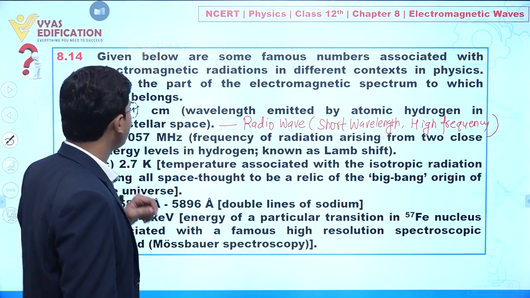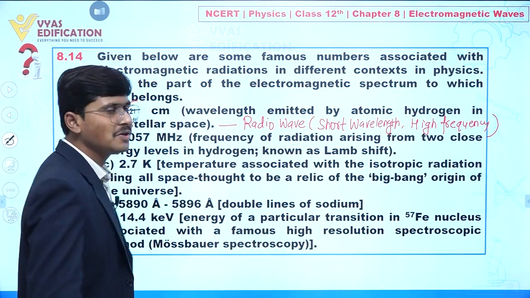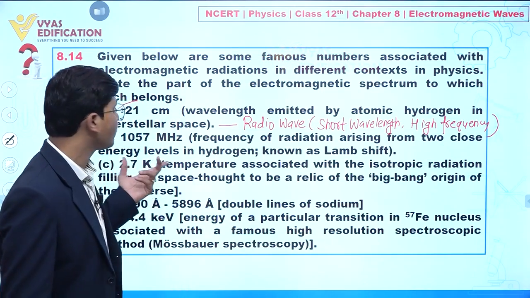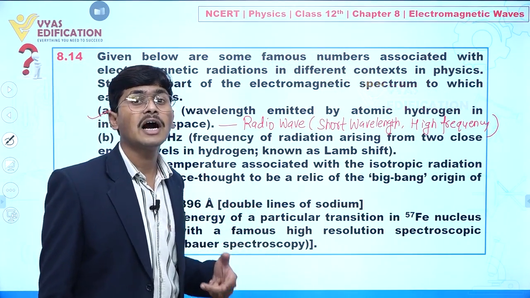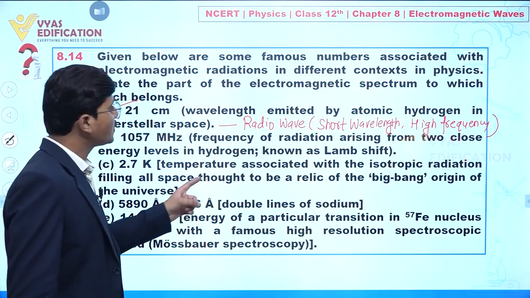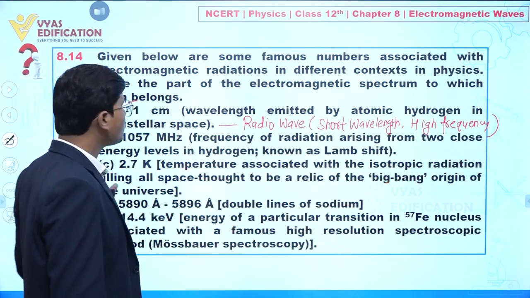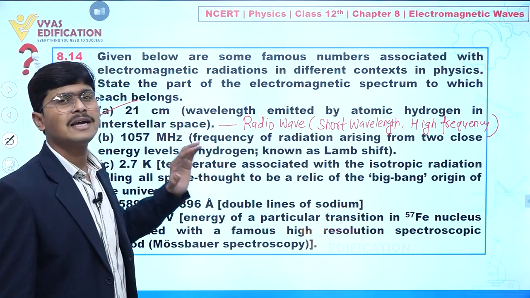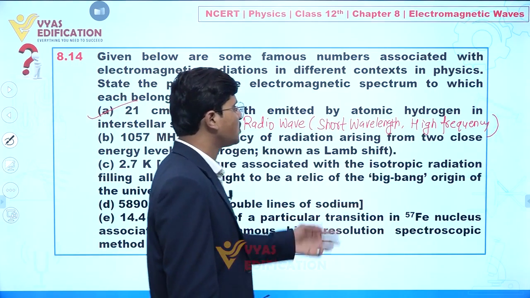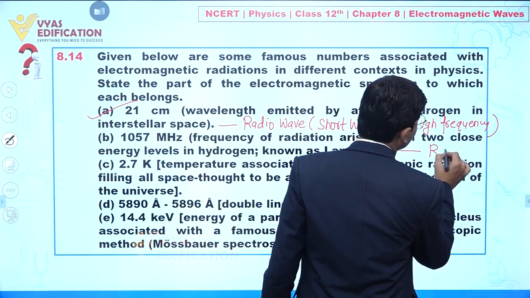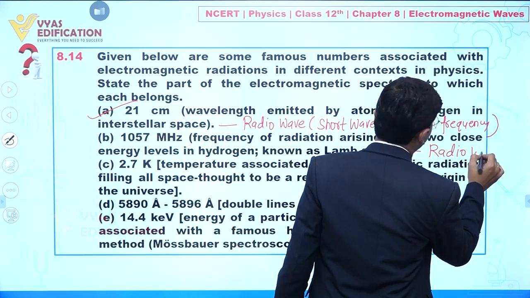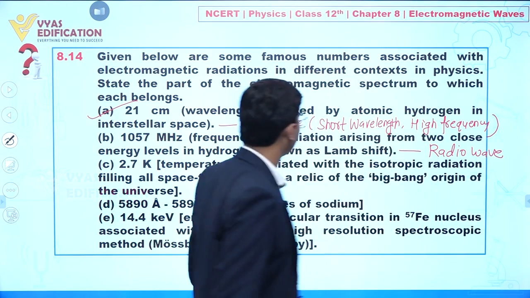Now if we are talking about part B, you can see 1057 megahertz, again a very high frequency we have, and the frequency of radiation arising from two close energy levels in the hydrogen atom is known as Lamb shift, clear. Again this is related to radio wave, clear.